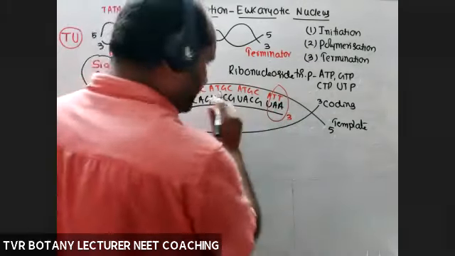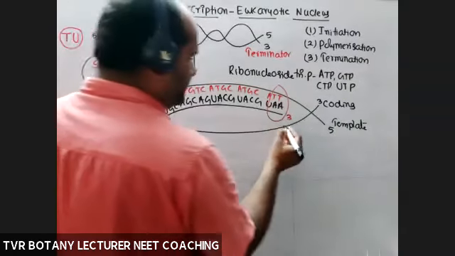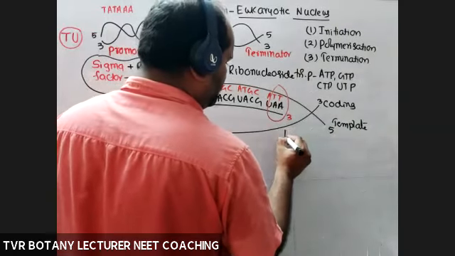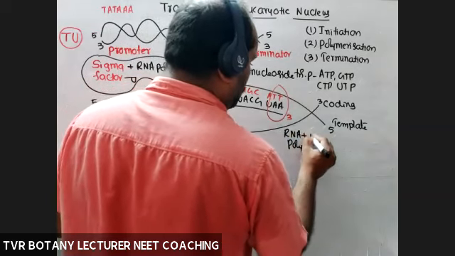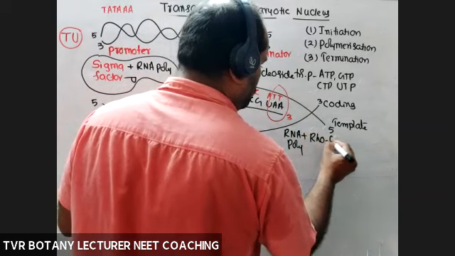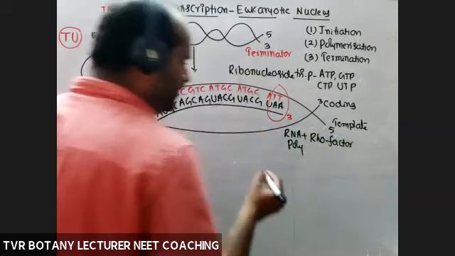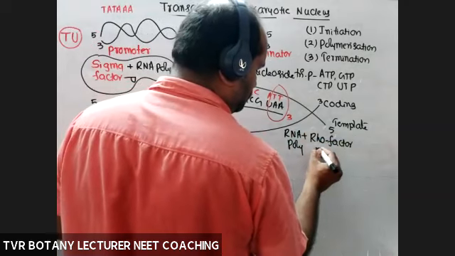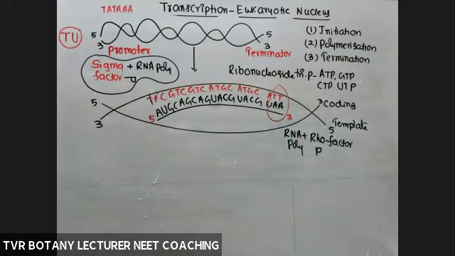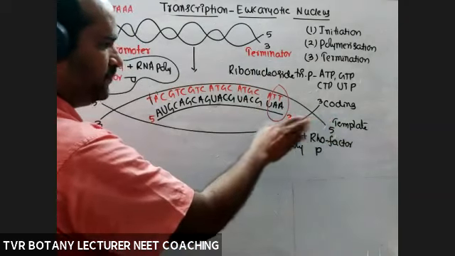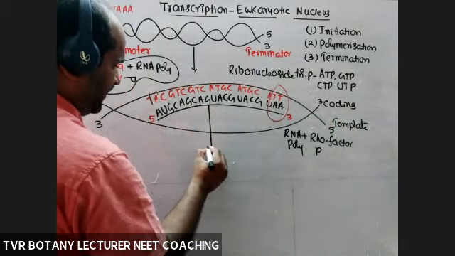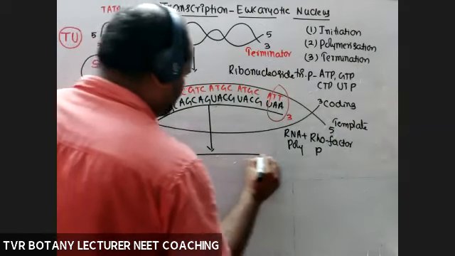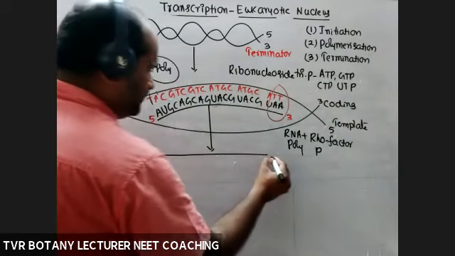So now, after completion of polymerization, RNA polymerase is associated with Rho factor. It is also a protein factor, Rho factor. So once RNA polymerase is in association with Rho factor, it is able to terminate transcription. So this one is 5', 3'.